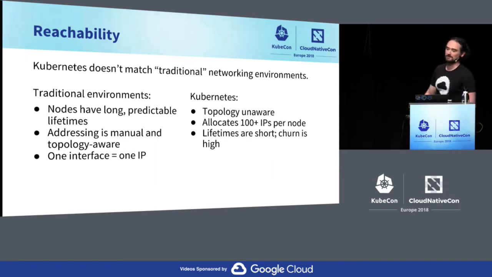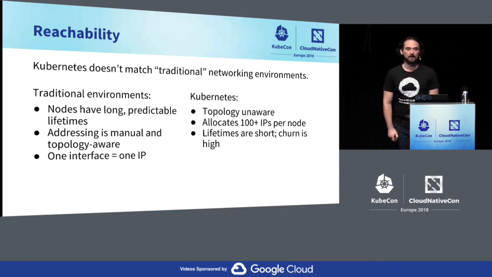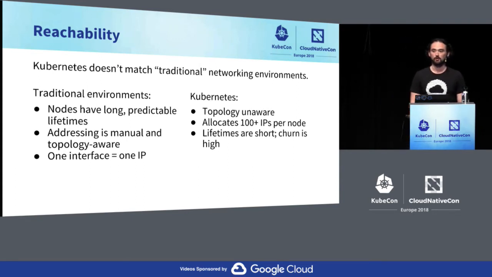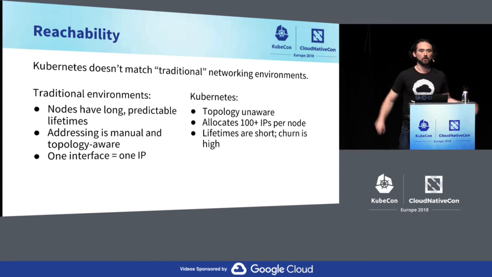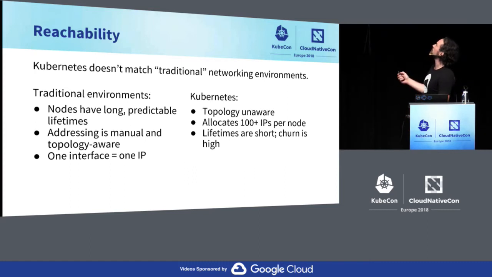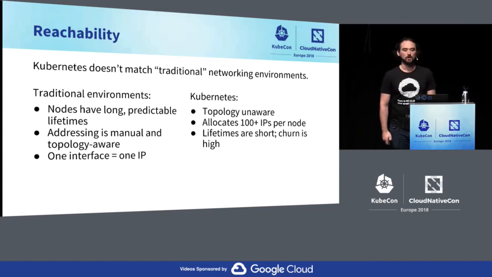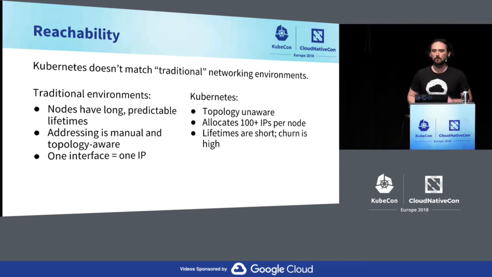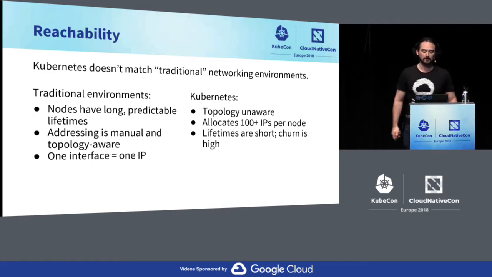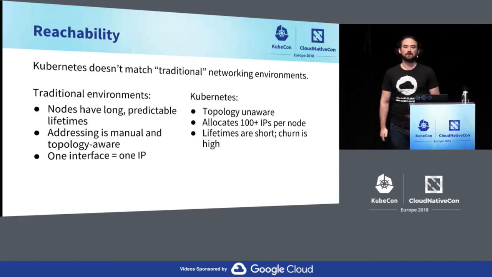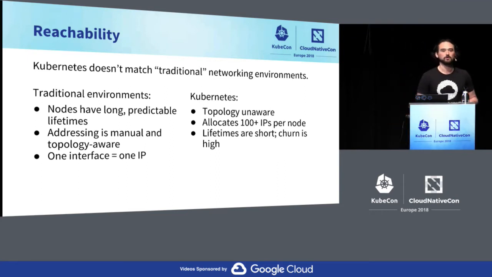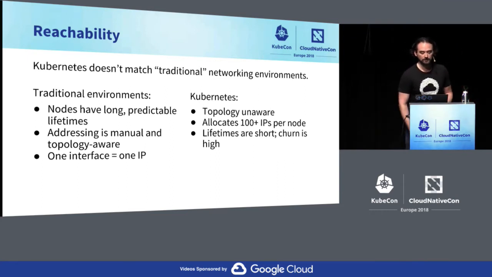Whereas Kubernetes basically flips this entirely on its head, right? Generally, IP allocation is topology unaware. There are cases where this is not the case, but generally it's topology unaware. Kubernetes will happily allocate hundreds or more IP addresses per node, which means that each physical port on your router infrastructure needs to be able to handle much more addressing. And lifetimes are short, churn is high, addressing is constantly changing, nodes or participants in the network are coming and going. So there really is a disconnect between how traditional networking environments work and how Kubernetes intends to use those networking environments. All this is to say that reachability is a very rich and complicated topic when you're trying to bring Kubernetes into your world.